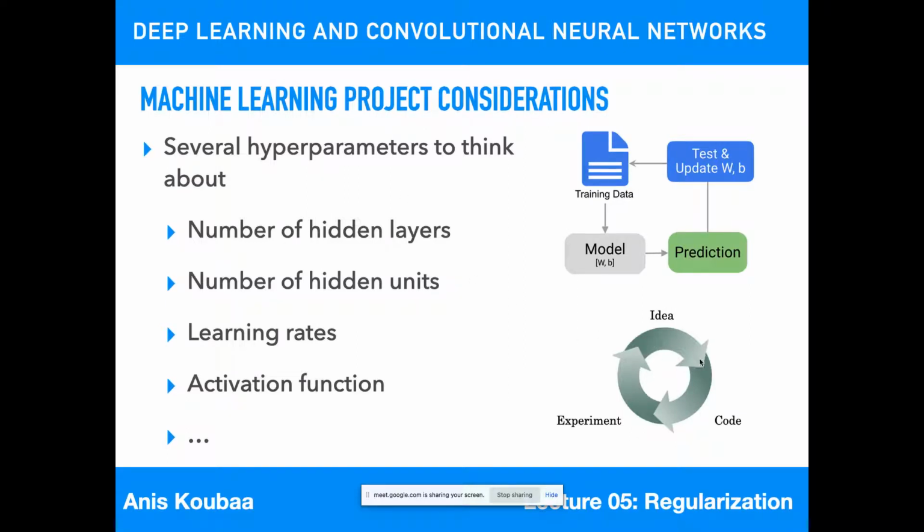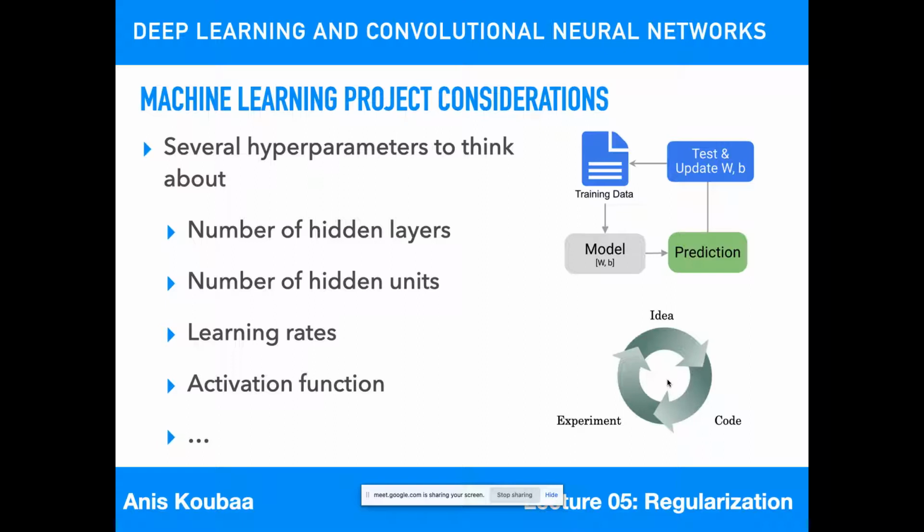You have an idea, you do the code, you make an experiment, you get some results, and then you will see, okay, am I satisfied with the results? So if not, you have to do again. So when you do a new experiment, you have a lot of things that you can play with. You can play with the number of hidden layers. You can play with the number of hidden units in every layer.